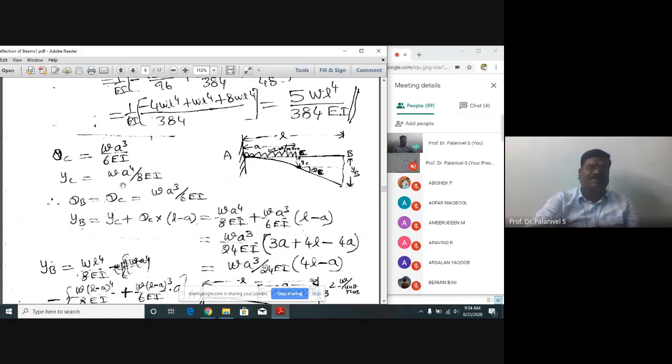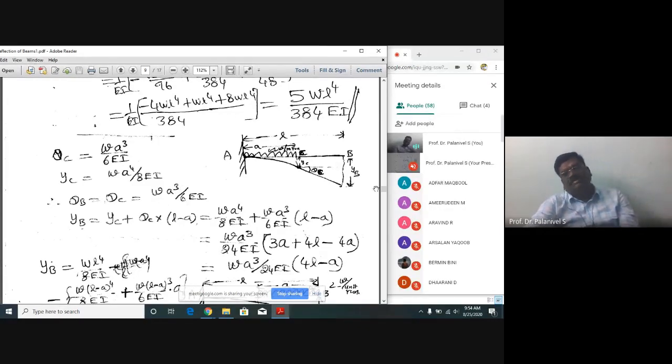Here it was WL power 4 divided by 8EI. Here the L is nothing but a. That is why Wa power 4 divided by 8EI is the deflection. Now this theta B is equal to theta C. Whatever theta B is there here, which is equal to theta C. Otherwise theta C is equal to theta B here, that's what they tell. Wa cubed divided by 6EI.